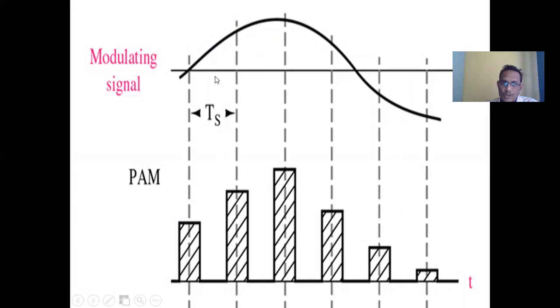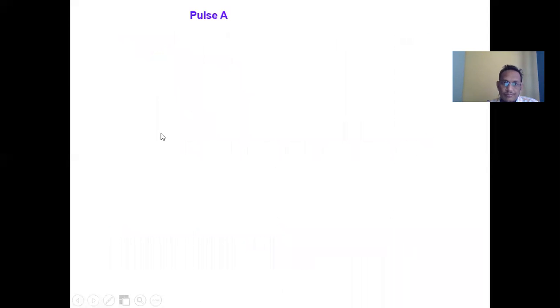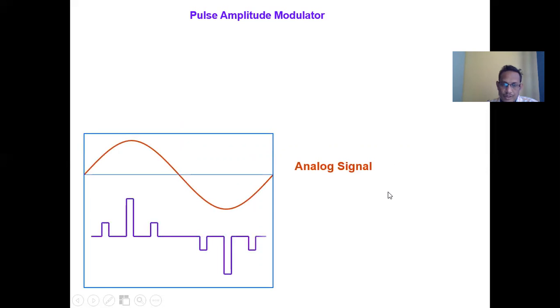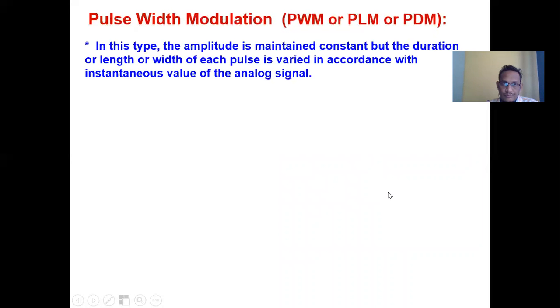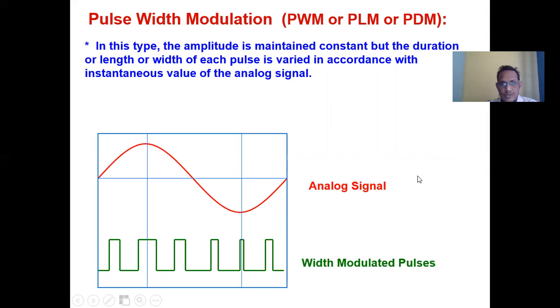Same thing, pulse amplitude modulation, another example, m of t, and this is the pulse amplitude modulation. This is called the pulse width modulation: modulation in which the duration of the pulse is varied in accordance with the modulating signal, as per the definition. So pulse amplitude modulation, analog signal. These are some definitions with respect to pulse width modulation, pulse position modulation, and the remaining one.